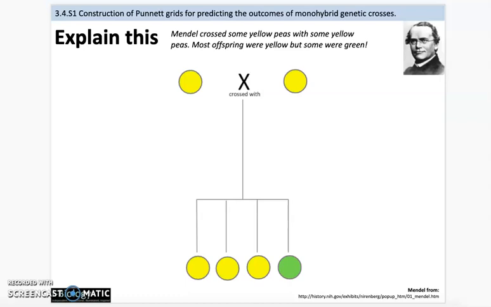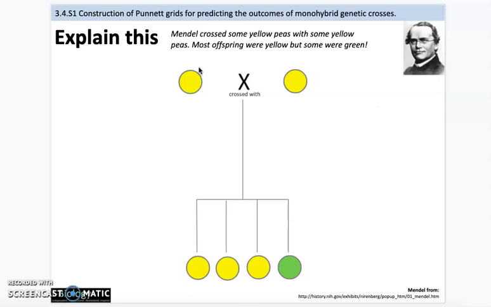So your warm-up for this time is going to be to construct a Punnett square to explain this occurrence and this happening. This is a picture of Gregor Mendel. He's the founder of genetics, and he specifically discovered Mendelian genetics, which is that recessive dominant allele inheritance pattern thing that we talked about before.